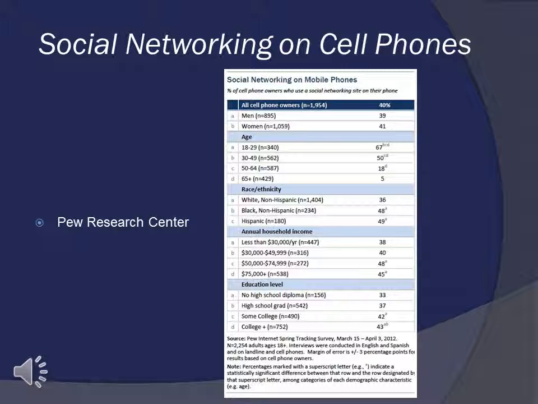Flipping gears a little bit as far as social networking goes, on cell phones through the Pew Research Center, it shows you the social networking on mobile telephones and who is using them and so forth. So we can see that all cell phone owners is indicated by an N, which equals 1,954, which makes up 40% of the population of people that did this particular survey.